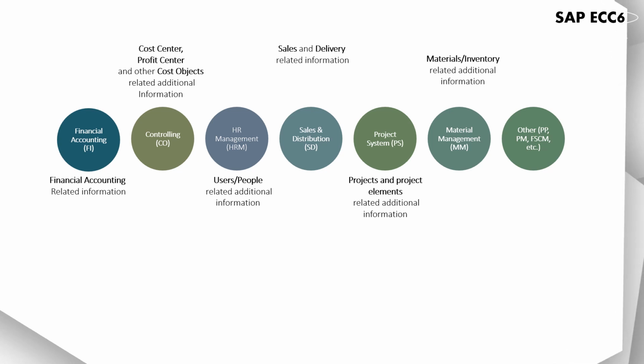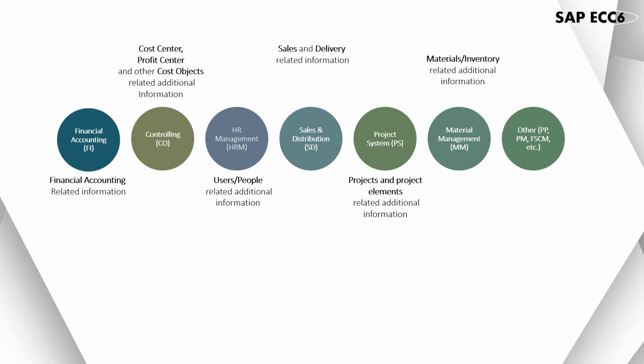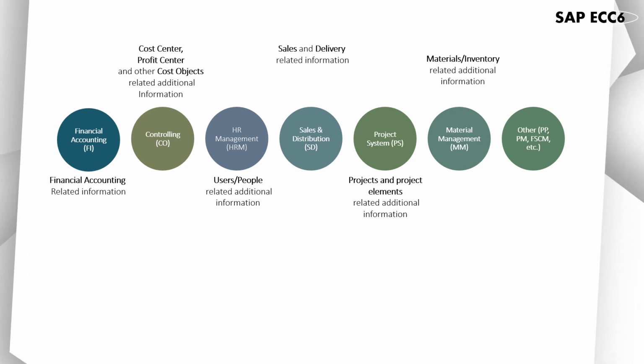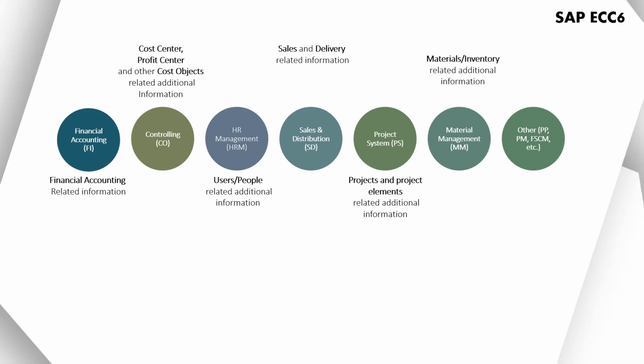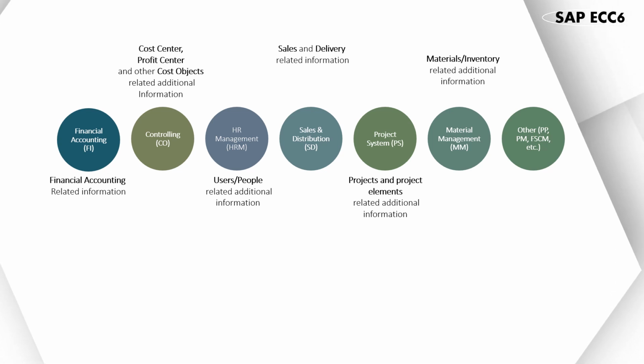Also, if you need more information about projects, you might require data from the PS module, specifically related to work breakdown structures called WBS. For sales and distribution related data like sales and delivery, the SD module comes into play. To gather information about employees or finance users, you might need the HR module. It's important to note that access to certain information may be restricted based on your company's privacy and confidentiality policies.